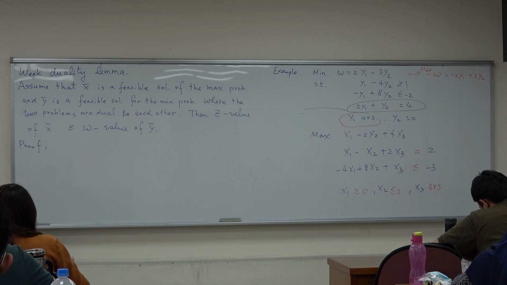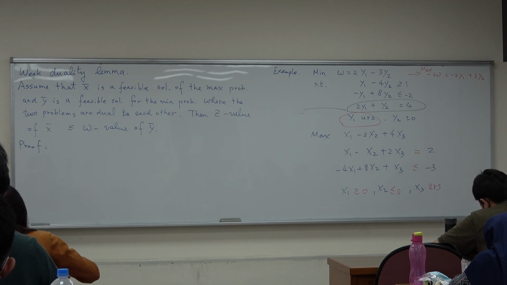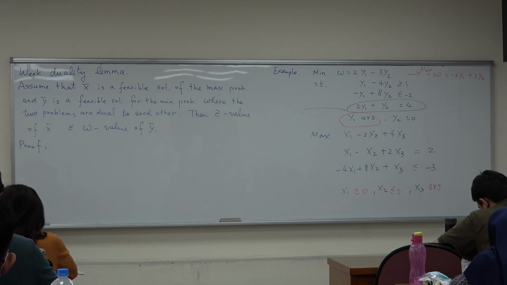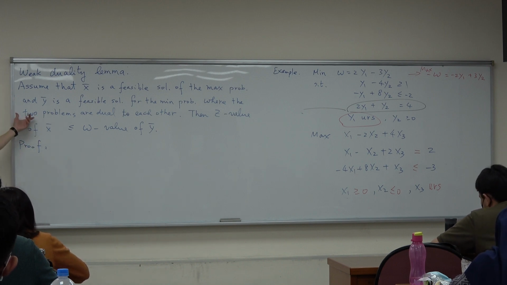Okay, x bar is a feasible solution of the maximization problem, and y bar is a feasible solution of the minimization problem. We only talk about feasible solutions, nothing about optimal ones. And the maximization problem and the minimization problem are dual to each other.